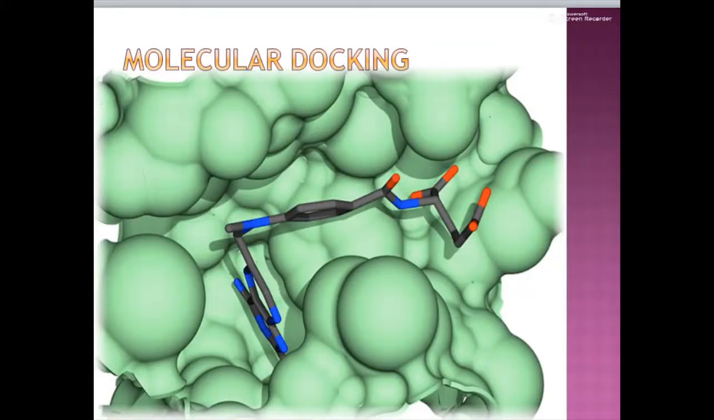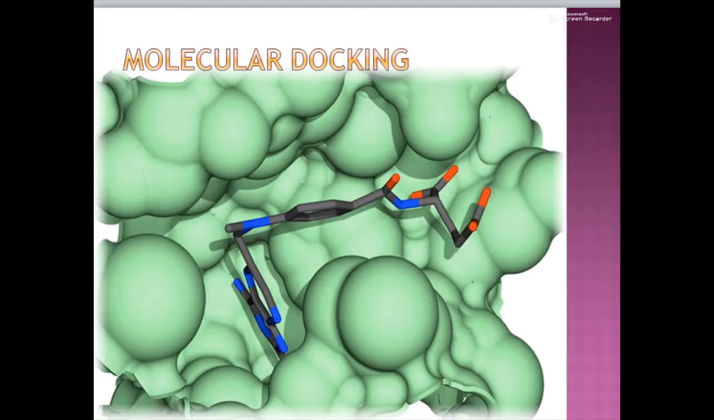Let's talk about molecular docking. Now, you might think, what is the difference between CAD and molecular docking? Of course, for the process of molecular docking, you use CAD. Now, what is the process of docking? We'll just see that later.